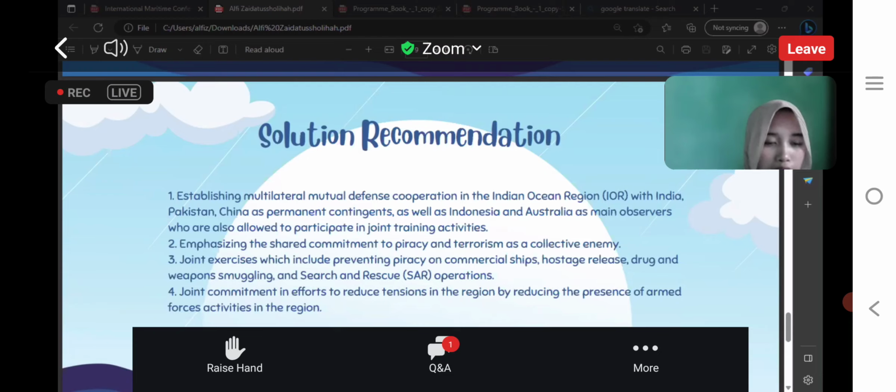Secondly, emphasizing the shared commitment to piracy and terrorism as a collective enemy, and then joint exercises that include preventing piracy on commercial ships, hostage release, drug and weapon smuggling, and search and rescue operations. And the last, joint commitment in the effort to reduce tension in the region by reducing the prevalence of armed activities in the region. Thank you very much.